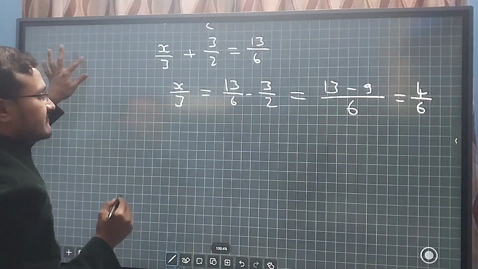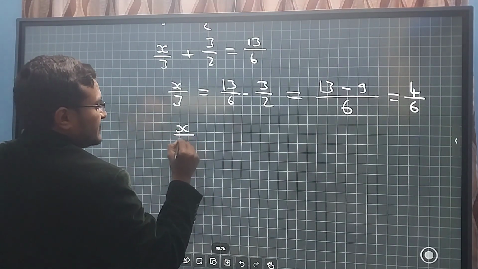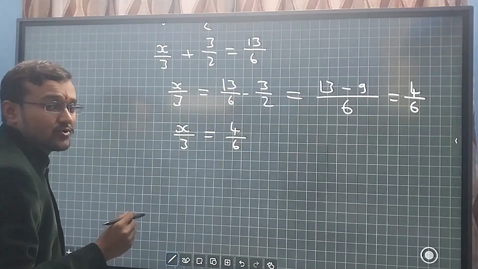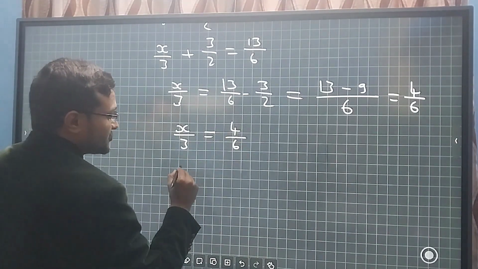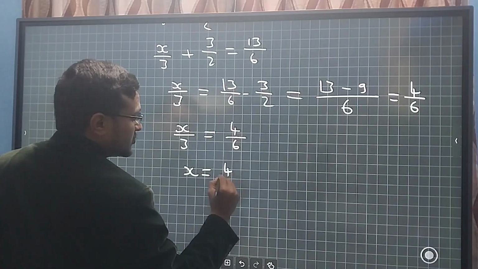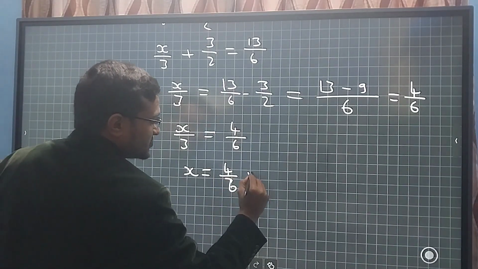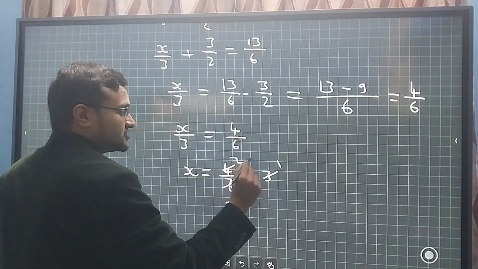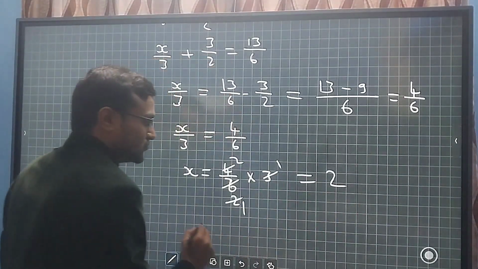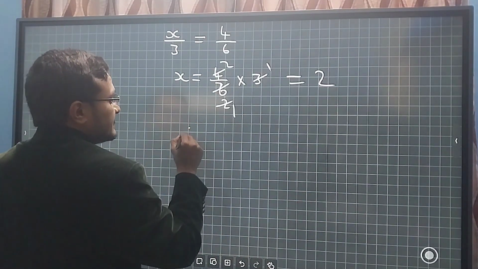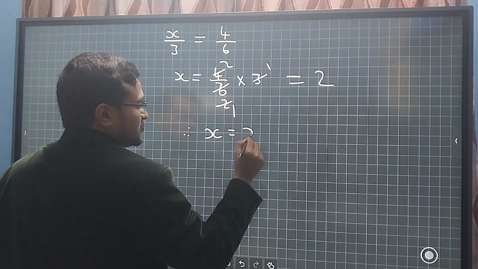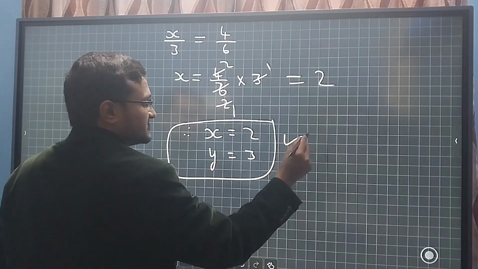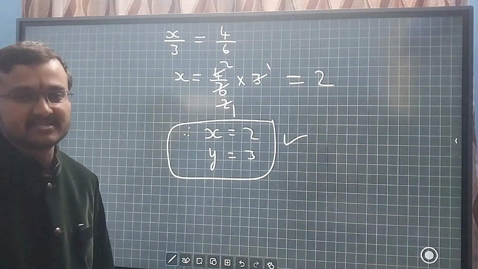So now here we have x by 3 is equal to 4 by 6. So this 3 you can take to RHS, it will become into 3. So x is equal to 4 by 6 into 3. So here 3 1s are 3, 3 2s are 6, 2 1s are 2, 2 2s are 4. So that is 2. So finally we are getting x as 2 and y as 3. So x is equal to 2, y is equal to 3 is the solution for this sixth question in first question.